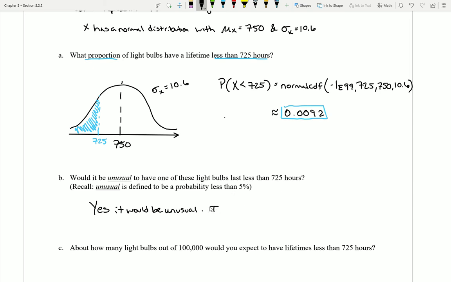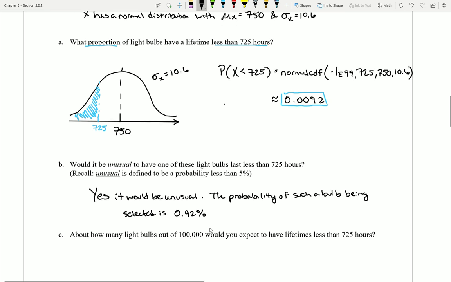Again, here we know that that's the case because the probability of such a bulb being found or being selected is 0.92%, which is very, very small. It's definitely under my 5% mark.